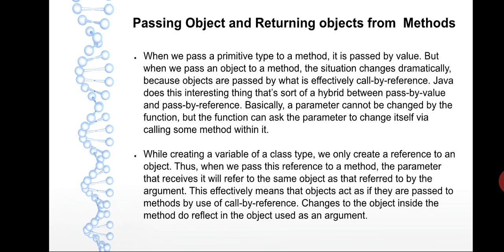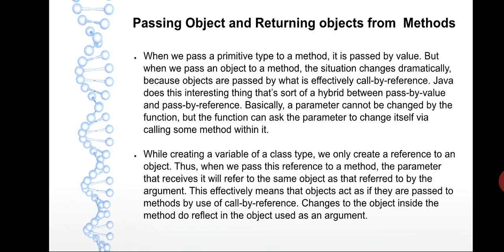So you can pass the entire object to a particular method also. While creating a variable of a particular class, we only create a reference to an object. Thus, we can pass this reference to a method. The parameter that receives it will refer to the same object as that referred to by the argument. This effectively means that objects act as if they are passed to a method by use of call by reference, because you are passing an object, which means you are actually passing the reference, isn't it?